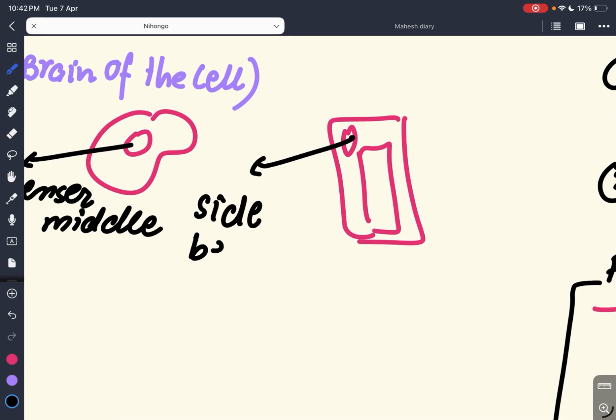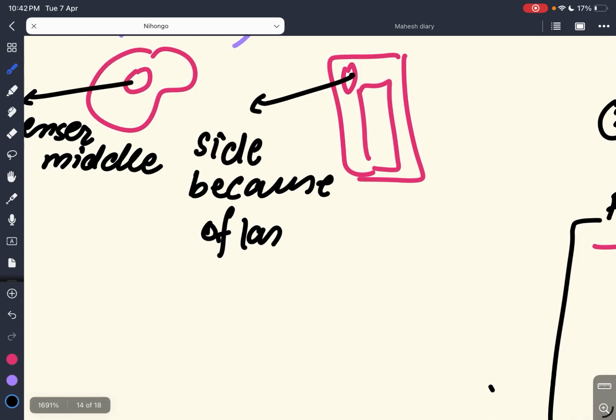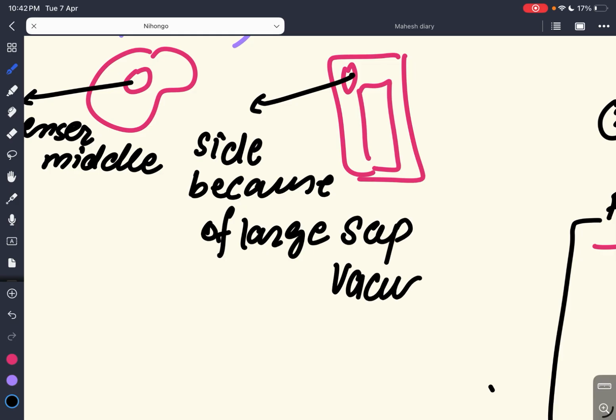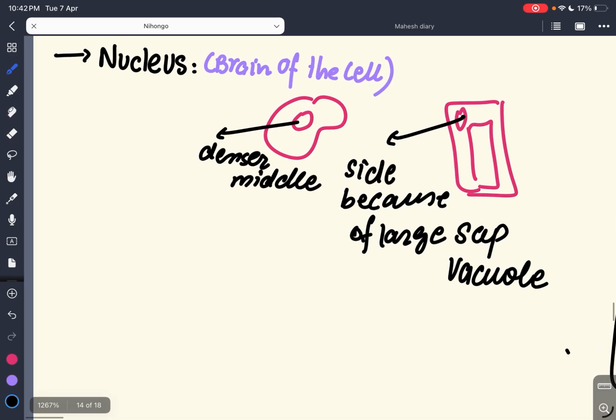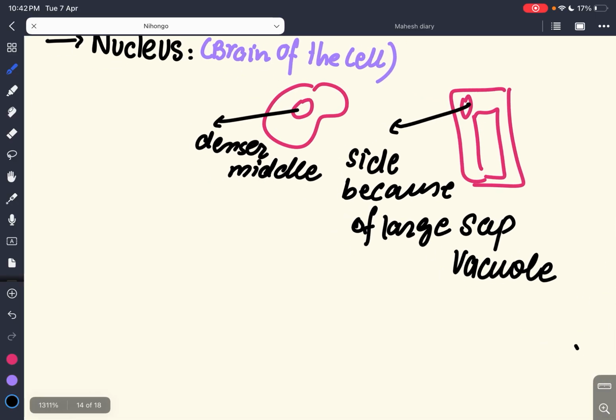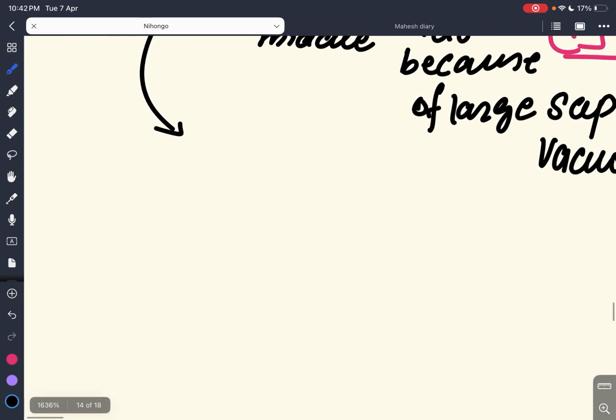In the plant cell it is pushed to the side because of the large vacuole that we have already studied. Now let's enlarge this nucleus and see what is actually in it.